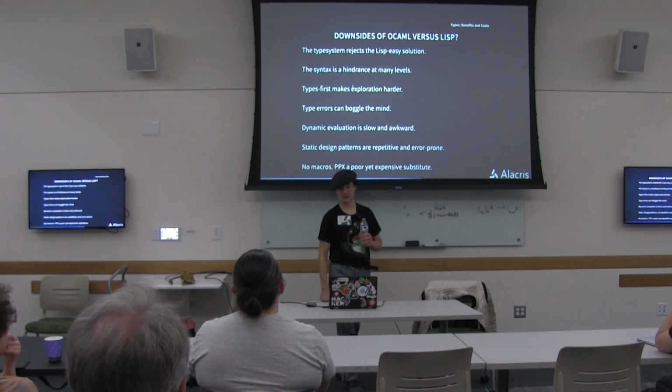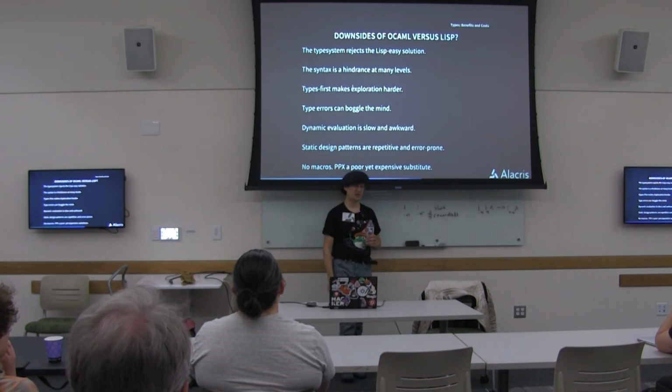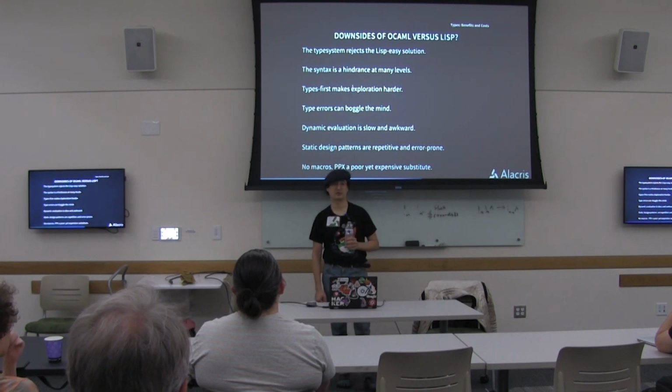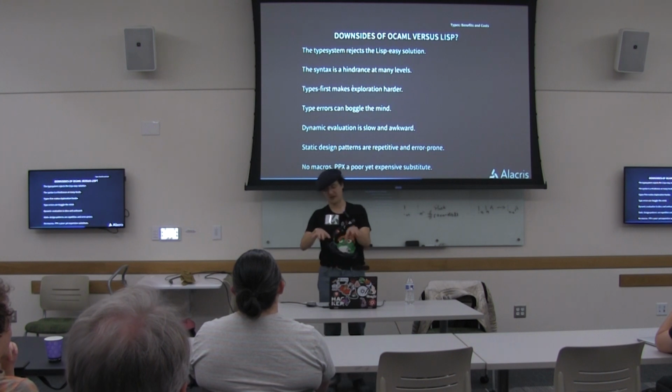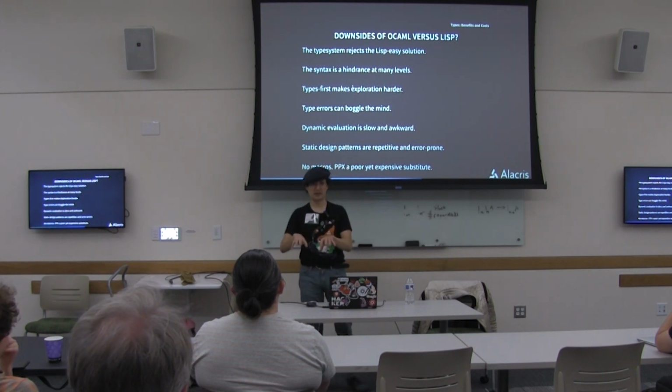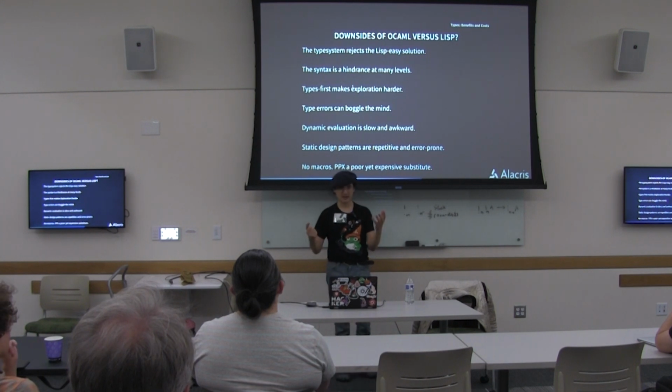And the downside, of course, is that there are many downsides to using OCaml versus Lisp. First, the type system rejects the Lisp easy solution. As a Lisper, I think, oh, I know how to do it. Tap, tap, tap, tap, tap. Oh, sucky OCaml syntax, but I can survive. Tap, tap, tap, tap, tap. It doesn't type. Oh, the OCaml system cannot type possibly that.